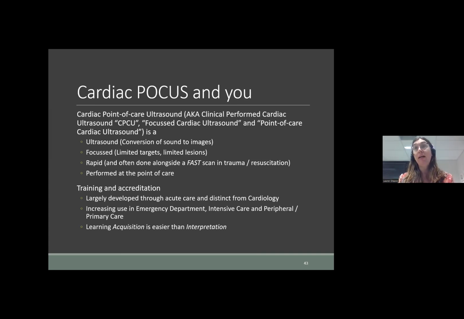With the progression over the last 20 years to the point where we have reasonable quality handheld echocardiogram, or at least ultrasound devices, it's becoming more and more available in more and more peripheral services. Training and accreditation in point-of-care ultrasound has developed distinctly through the acute care services and is separate from what we do with echocardiography, but there is clearly lots of overlap. And there is increasing evidence-based use in the emergency department, intensive care, and both peripheral and primary care. It's important to note that learning acquisition of cardiac POCUS is much, much easier than learning the interpretation.